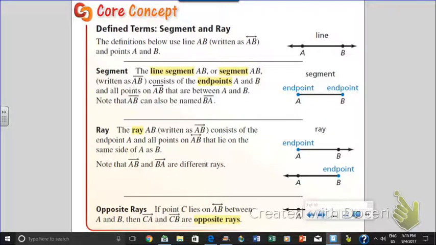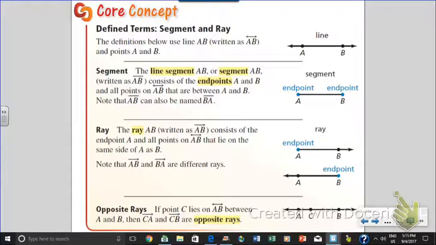Our defined terms, we have a segment, a ray, and opposite rays. A line segment or segment AB, again written this time without the lines, has definite endpoints A and B, and it's all points that are in between there. Line segment AB can also be named line segment BA. A ray, using the ray symbol that you see, consists of one endpoint and all points that lie on the same side of A as B.